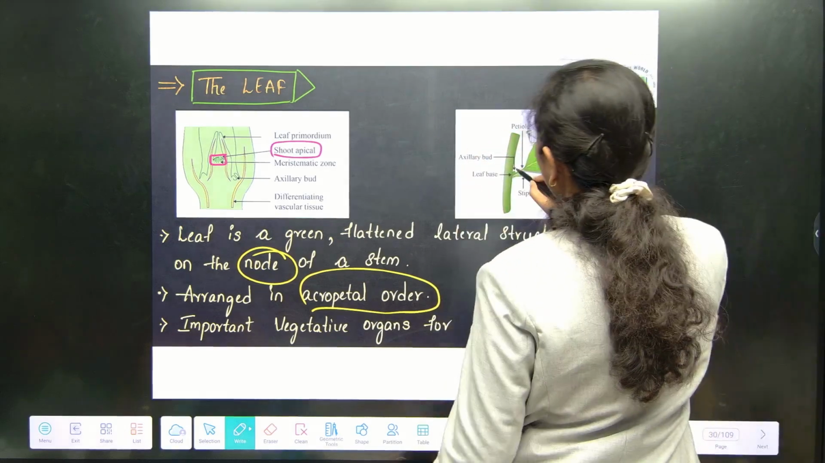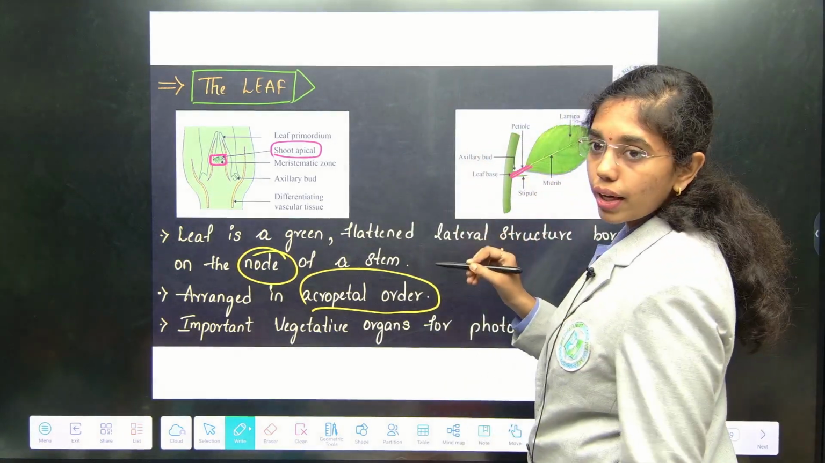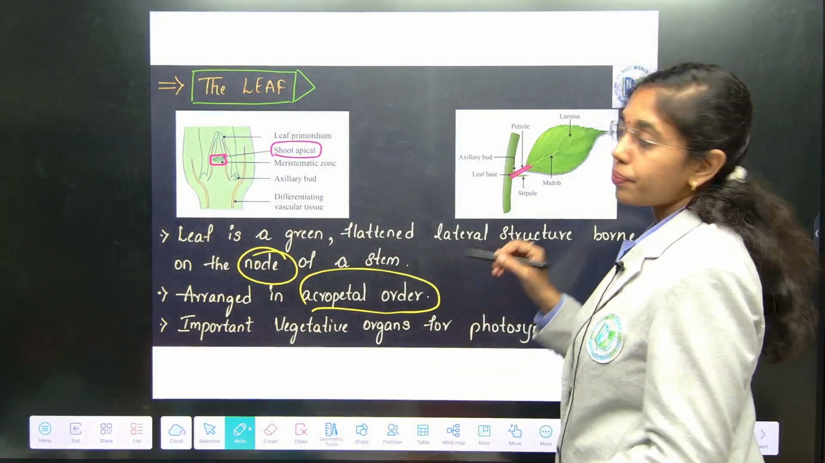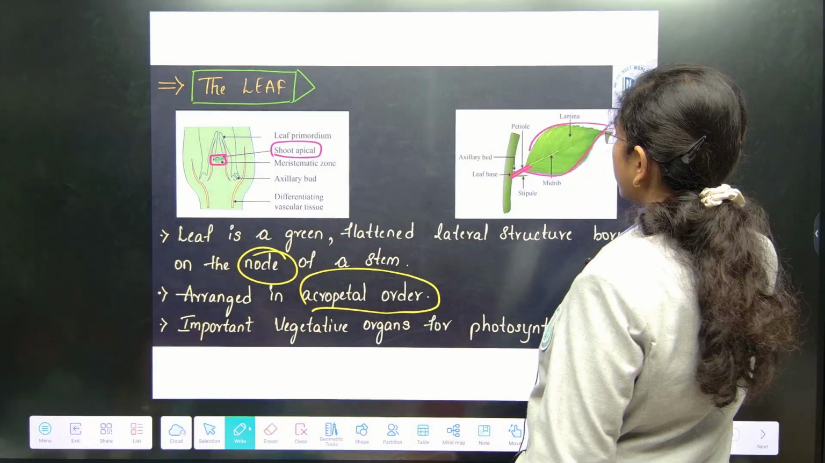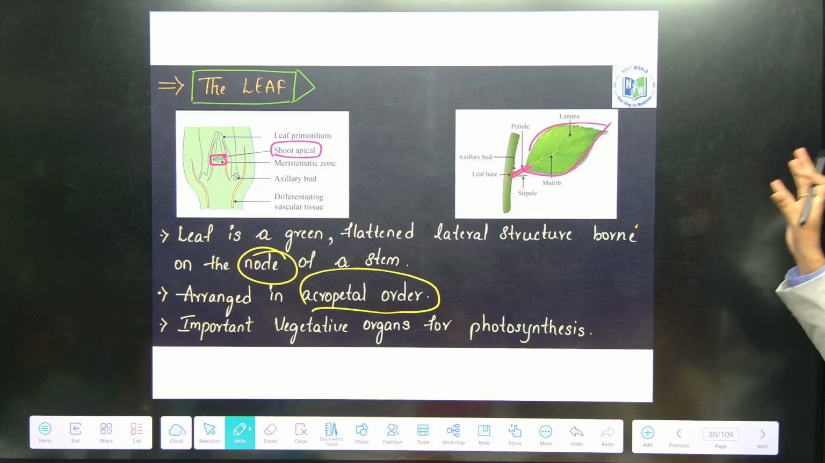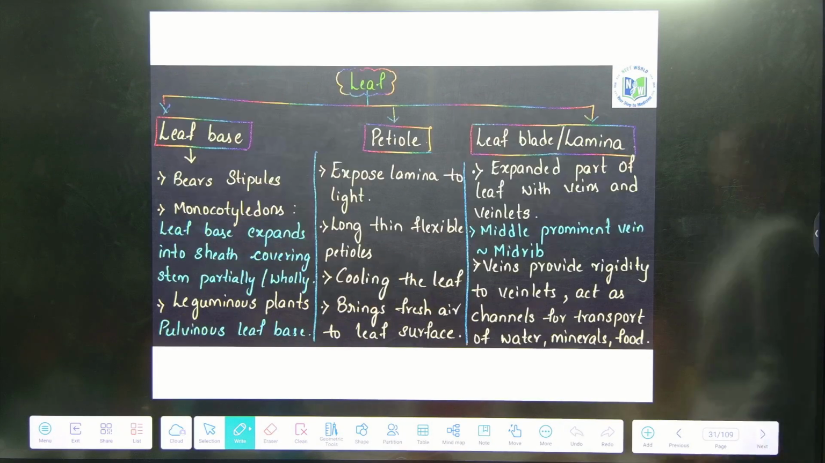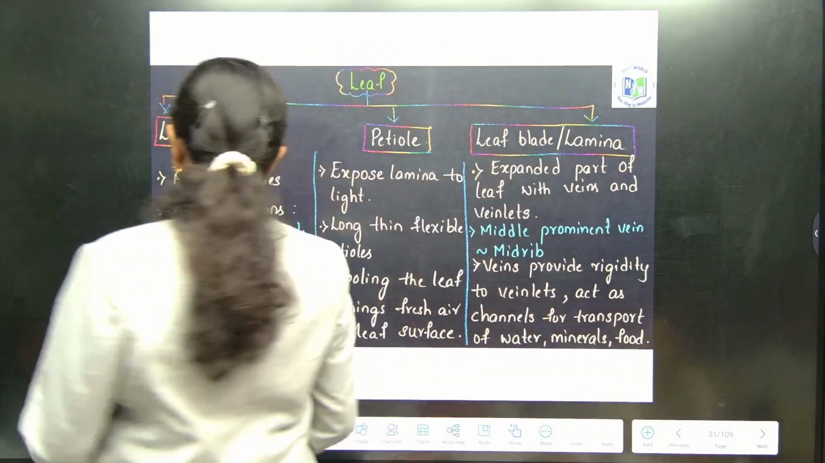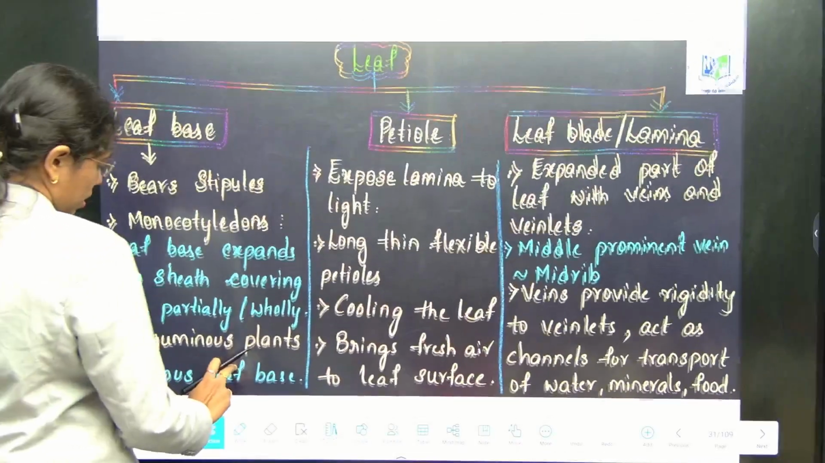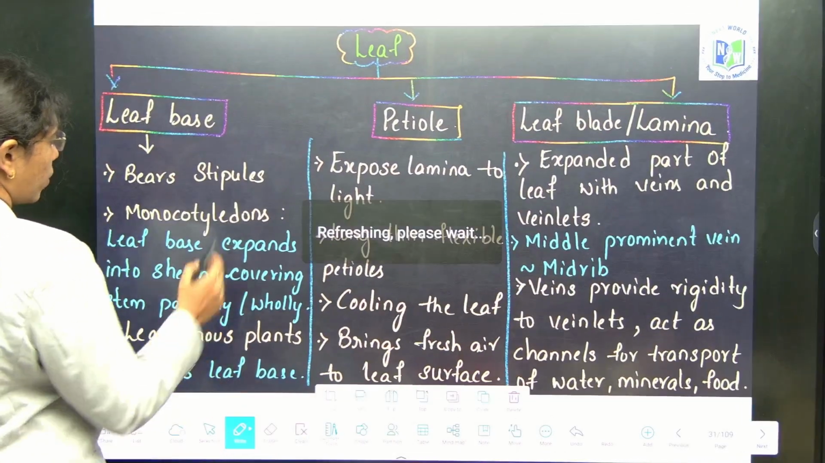And then petiole. Petiole is the main axis of the leaf. This will carry the leaf blade. And this is lamina, the leaf blade, which performs the photosynthesis. So, these are the three regions. Leaf base will bear what?